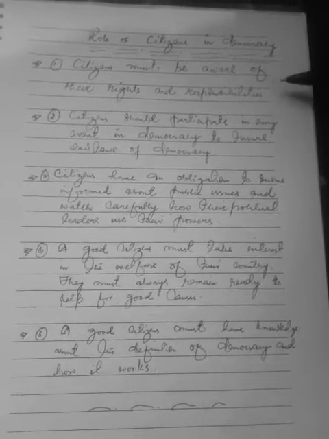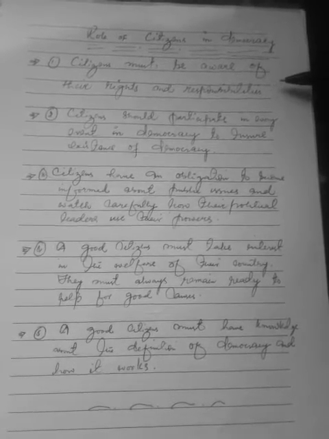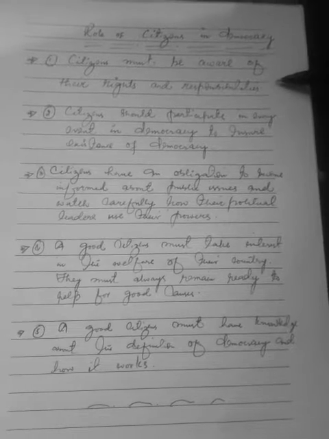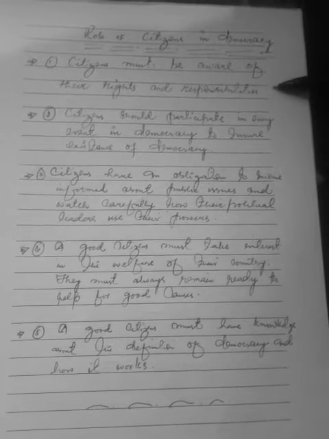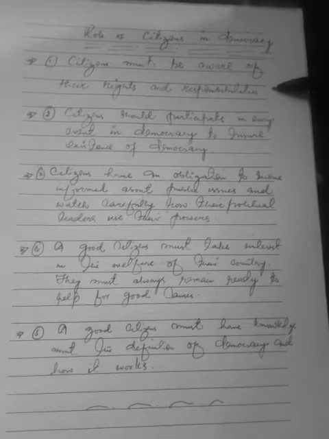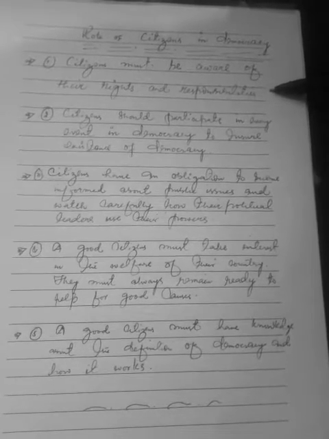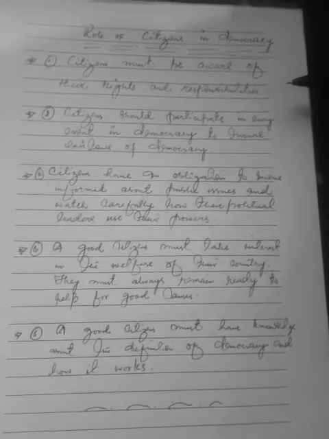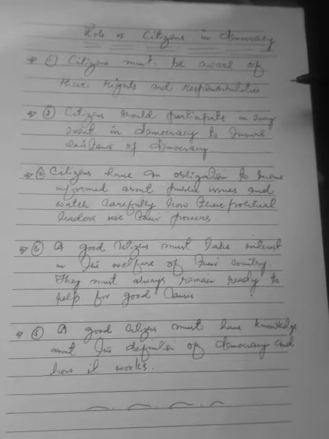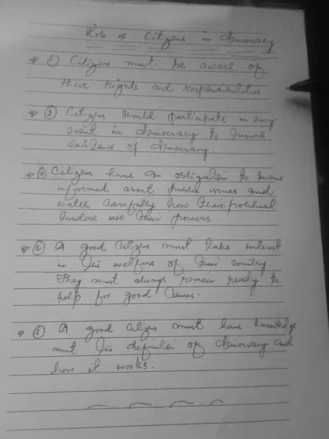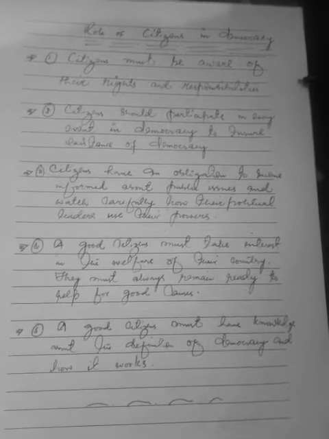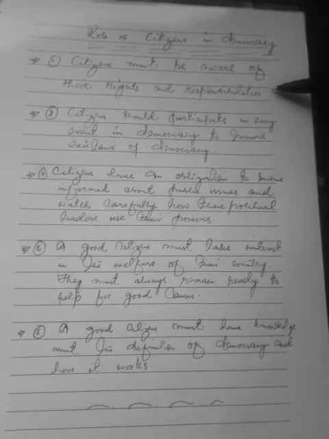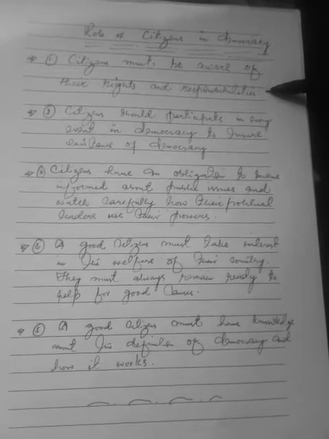The first point through which we will try to highlight the role of a citizen in a democracy is that citizens must be aware of their rights and responsibilities. It is the first and primary duty of every citizen that he must have information and knowledge about his rights and responsibilities. Without awareness among the citizens, a government may turn into a monarchy. So the citizen must be conscious of both rights and duties. He should know what to expect from their elected representatives. So this is how he can play his role in a democracy.